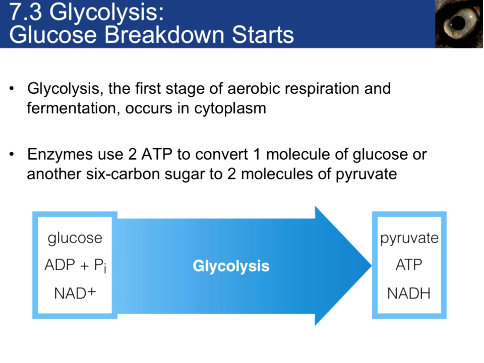The general process of glycolysis is shown in the slide. Enzymes use 2 ATP to convert 1 molecule of glucose or another 6-carbon sugar to 2 molecules of pyruvate. In the process, 4 ATP are formed and NADH is also formed. So again, you have an input of 2 ATP to get the glycolysis reaction started, and in the process you make 4 ATP. Therefore you have a net production of 2 ATP.